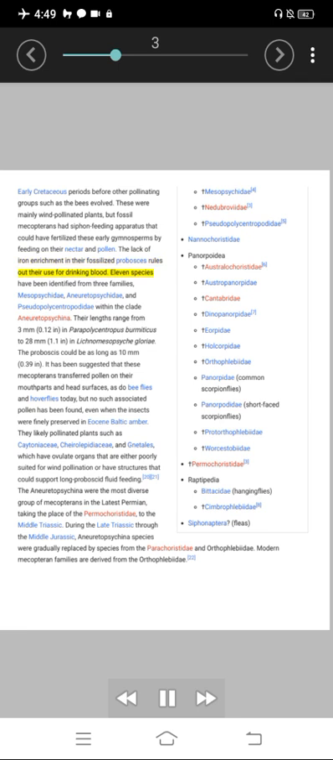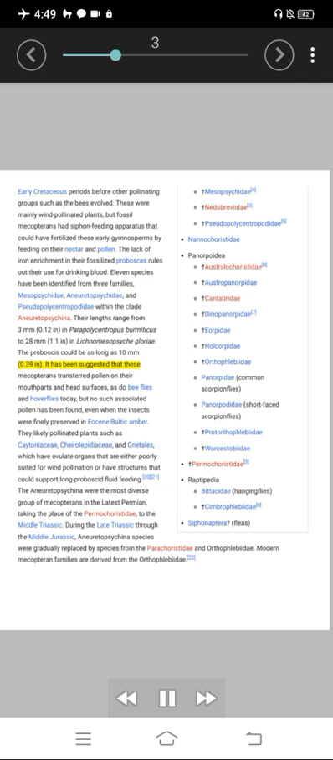11 species have been identified from 3 families: Mesopsychidae, Anertopsychidae, and Pseudopolycentropodidae within the clade Anertopsychina. Their lengths range from 3 mm (0.12 in) in Parapolycentropus burmiticus to 28 mm (1.1 in) in Lichnomesopsyche gloriae. The proboscis could be as long as 10 mm (0.39 in).